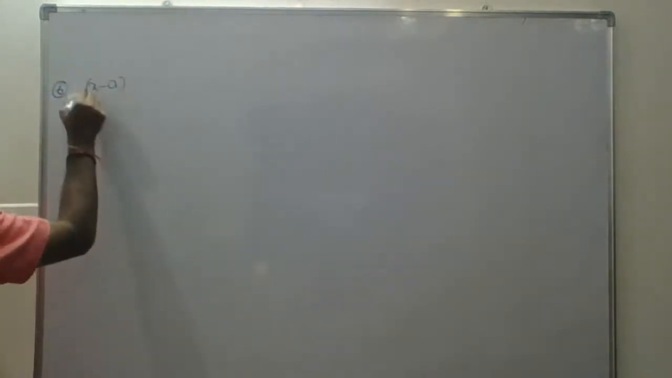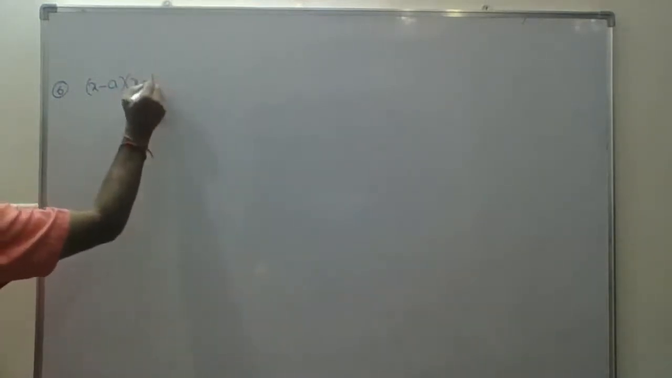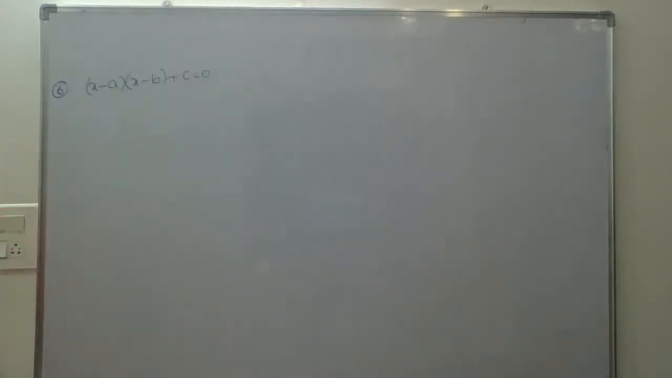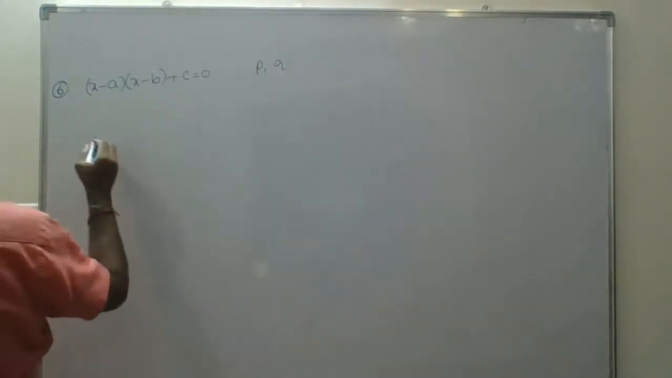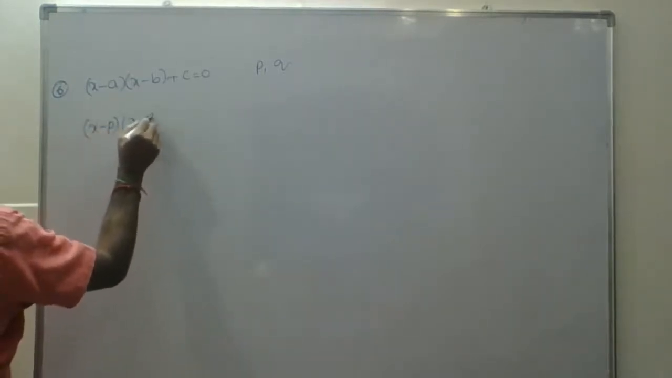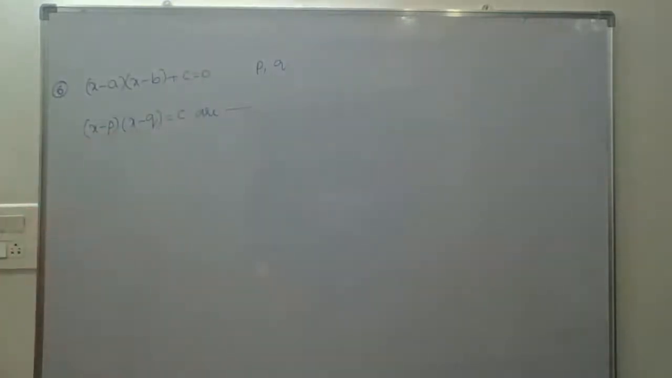ఇంకా చిన్న చిన్న ప్రాబ్లమ్స్ చేద్దాం. The roots of the equation x minus a into x minus b plus c is equal to 0 are p and q, then the roots of the equation x minus p into x minus q is equal to c are what?